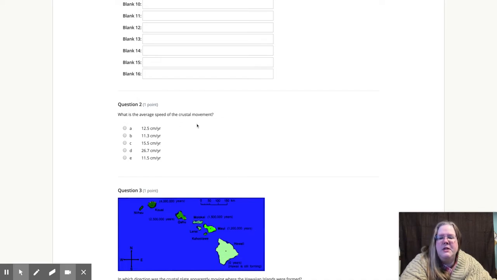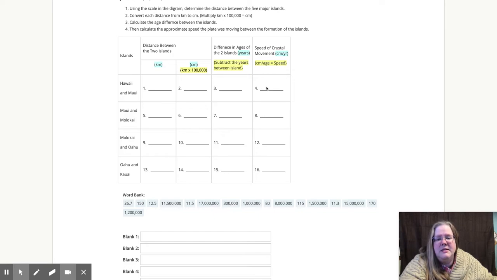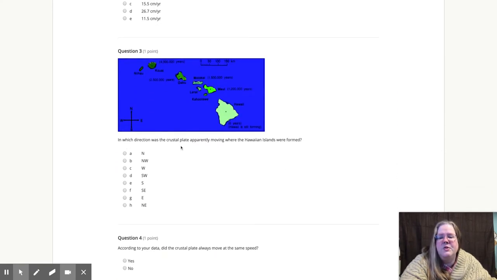What's the average speed of the crustal movement? You can do that. So basically, average speed, ladies and gentlemen, is take all 4 of these, add them up, and divide by 4, and you will get the average speed. Then, in which direction is the crustal plate moving? Here's my handy dandy compass rose. North is to the top, south is to the bottom, east is like to New York, and west is like to California. And so use that compass rose to figure out the direction of motion.